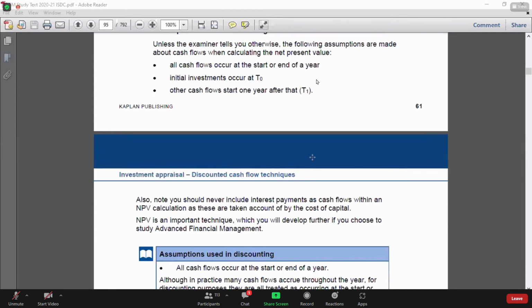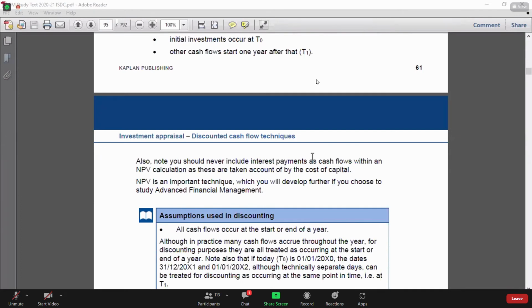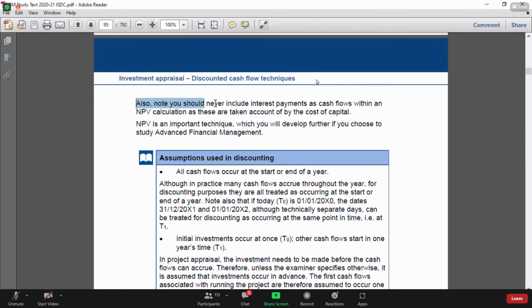In addition to that, you should never include interest payments as cash flows within an NPV calculation, because most of the students are confused here. These are already taken into account by the cost of capital, because we are converting a future value into present value by considering a discount factor. So we assume this particular discount factor as the interest payment. No need to additionally calculate the interest payment for calculating the NPV.